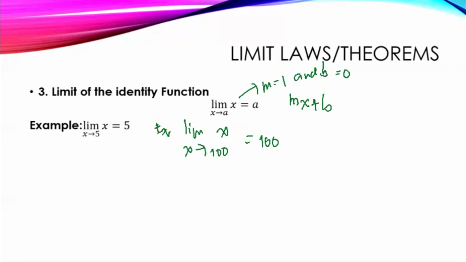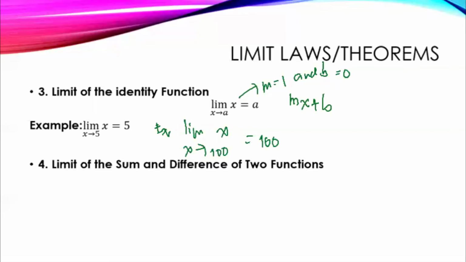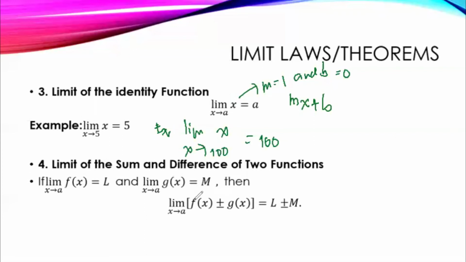Number 4, the limit of the sum and difference of two functions. Okay? So this theorem states that if the limit of f of x as x approaches a is equal to L, and the limit of g of x as x approaches a is equal to m, then this follows. Meaning, the limit of the sum and difference of the two functions f of x and g of x as x approaches a, simply add or subtract the limit of each function. In this case, the limit of f of x is L plus or minus the limit of g of x, which is equal to m.